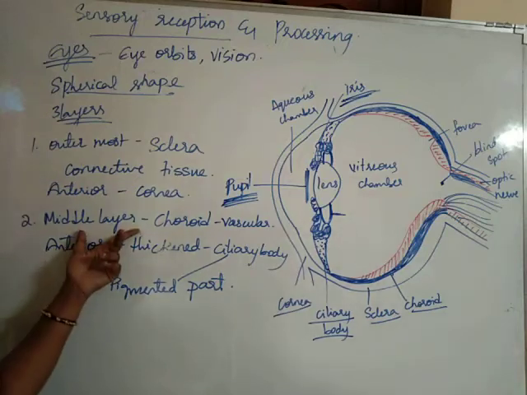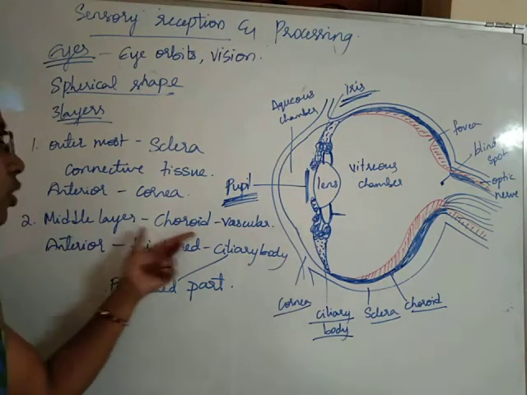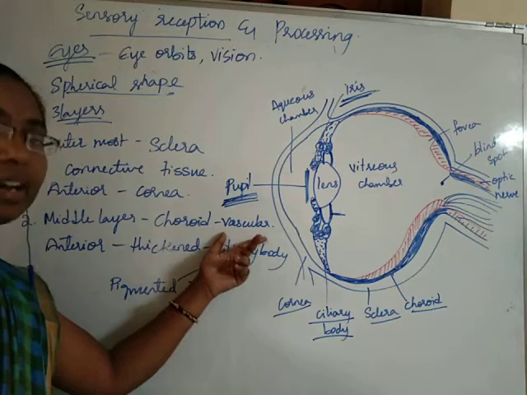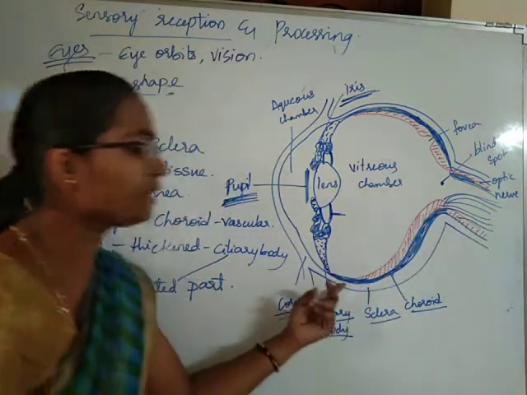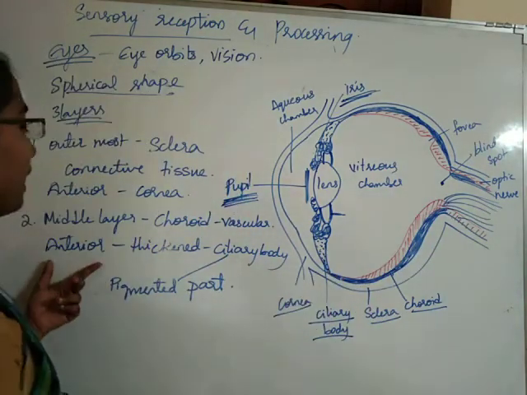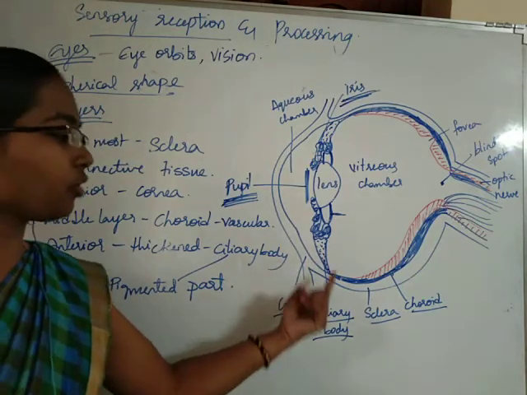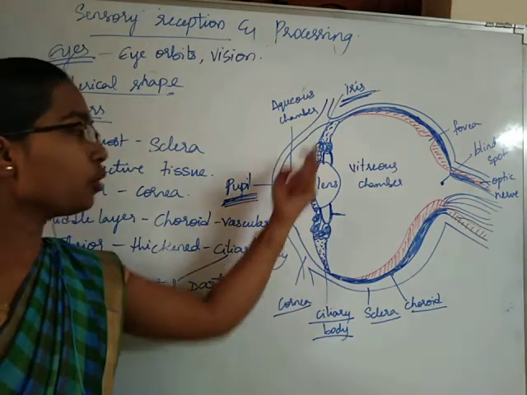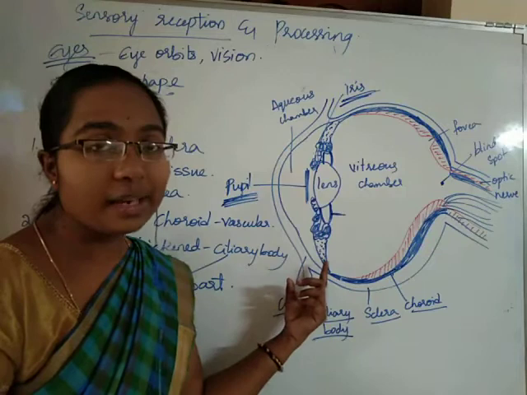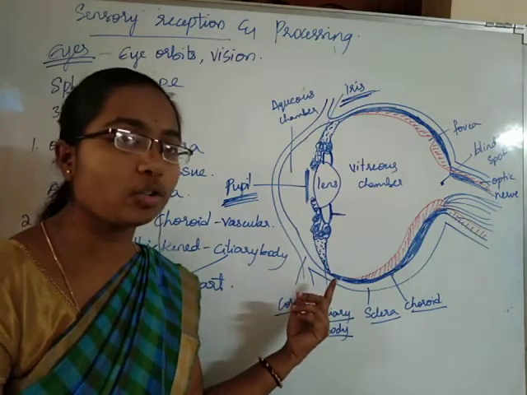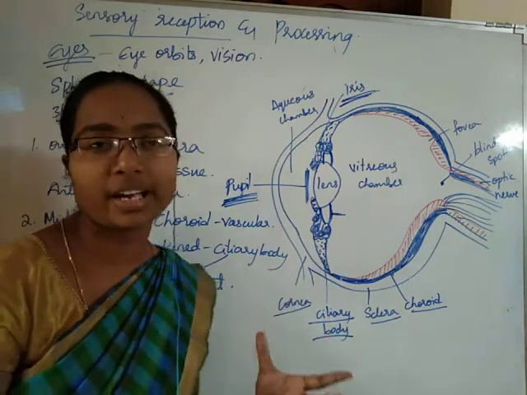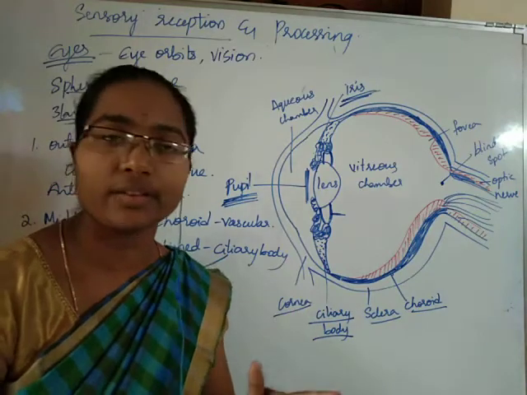The middle layer of the eyeball is choroid. It is very thin and highly vascular. This blue part is indicating choroid. On the anterior side, it is thickened to form the ciliary body on both sides. This ciliary body is the only pigmented part of the eye. It is responsible for the eye color, blue, black, brown, whatever.